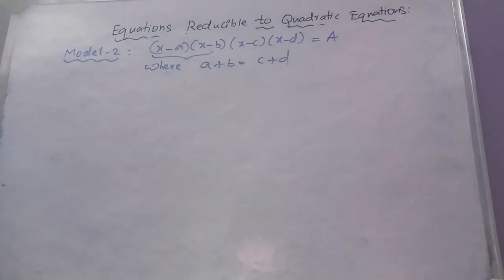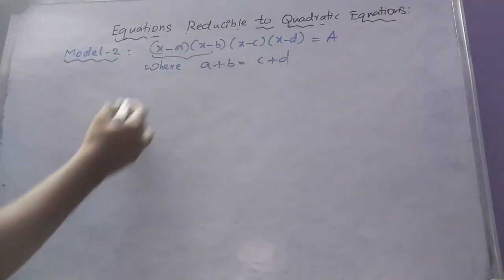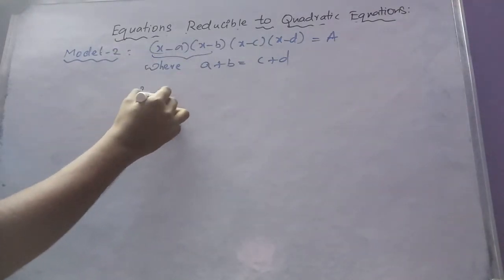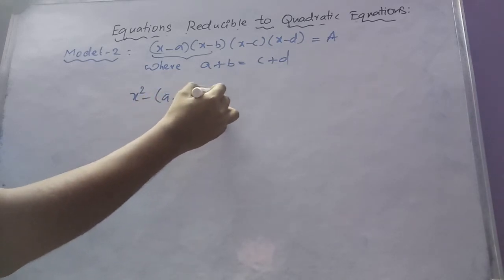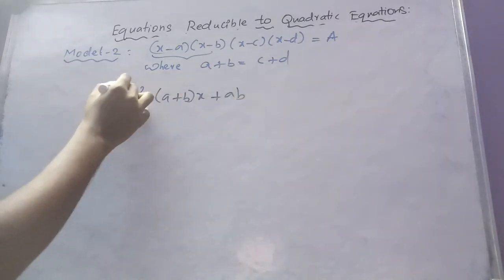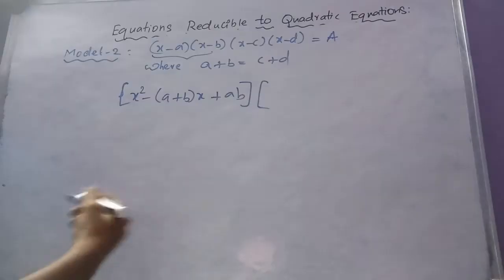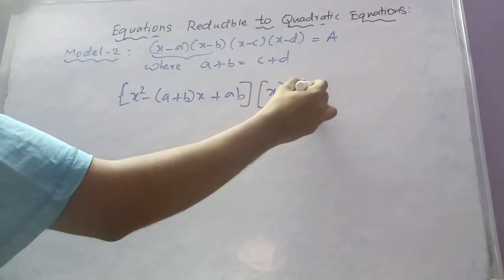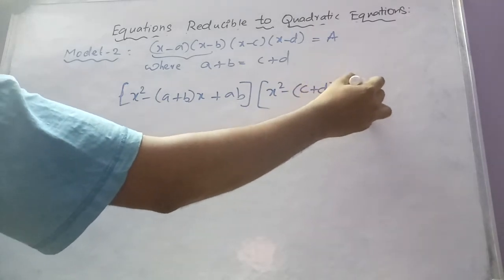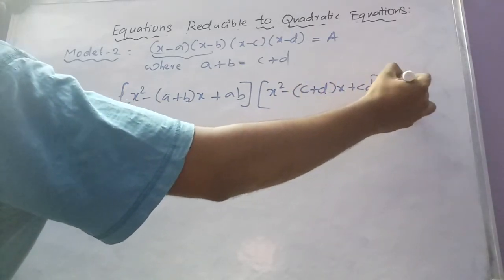I'll multiply these two. I will expand this. x minus a into x minus b. If you expand, you'll get x square minus of a plus b into x plus ab. And if you expand x minus c into x minus d, you'll get x square minus of c plus d into x plus cd equal to A.